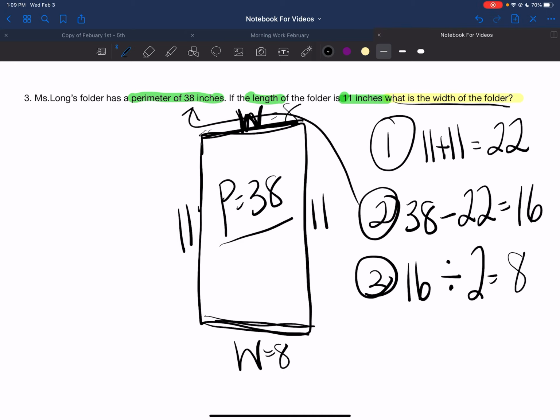So what is the width of the folder? The width is 8.